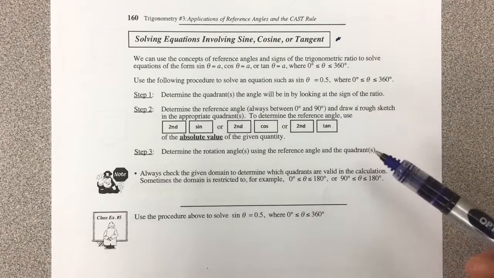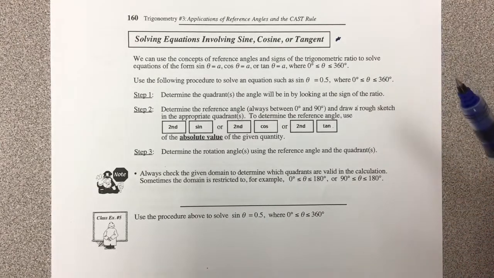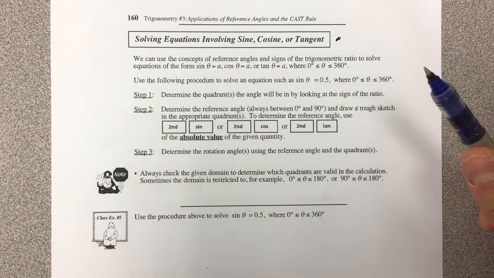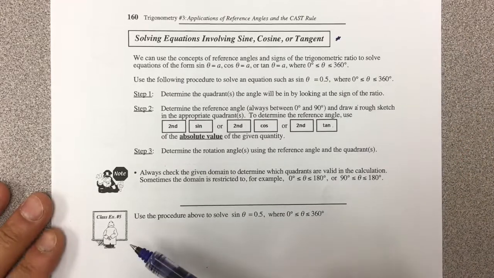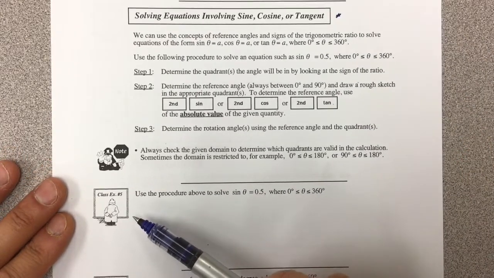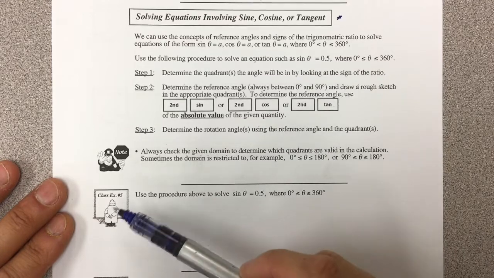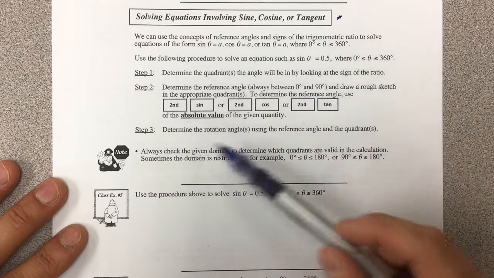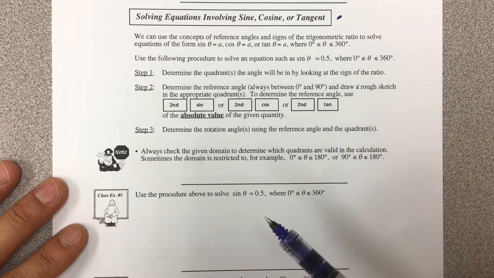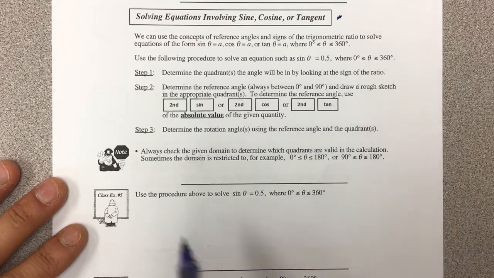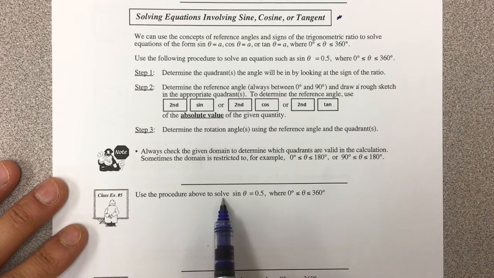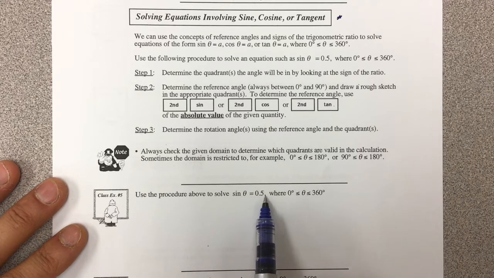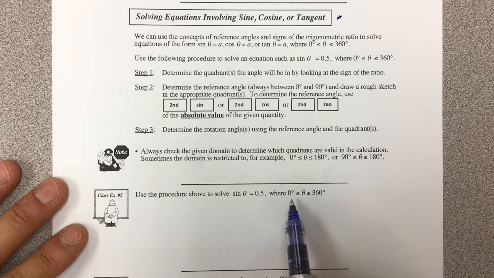Now we're going to start looking at solving equations involving sine, cosine, or tangent. I'm just going to jump into my class example number 5, because we'll end up reading and applying this method to solve this question here. We want to use the procedure above to solve sine theta is equal to 0.5, where my angle theta is between 0 degrees and 360 degrees.